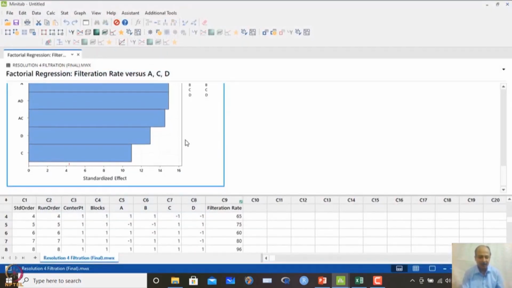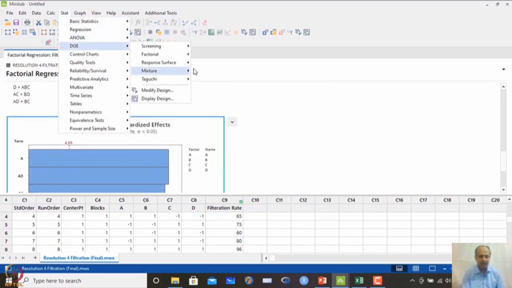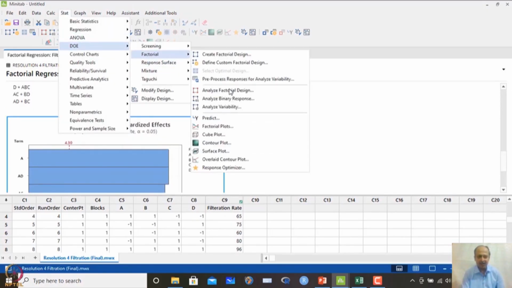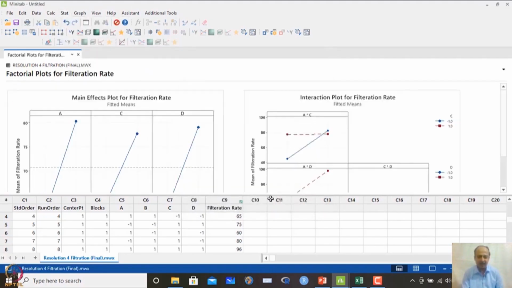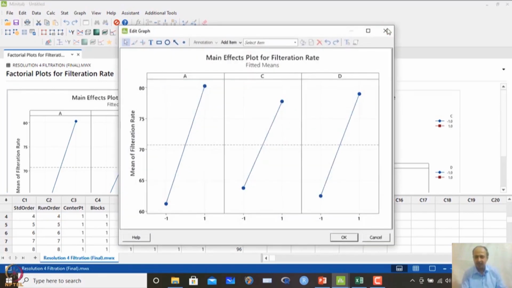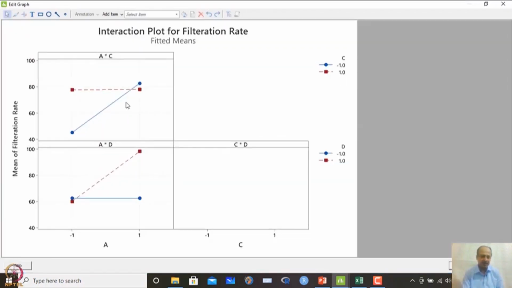When we have done this, we can also see the factorial plots over here, if you want to get the settings like that. So, what you can see is that main effect plots and interaction are prominent. So, we will see interaction plots over here, and based on that we can get the settings like that.